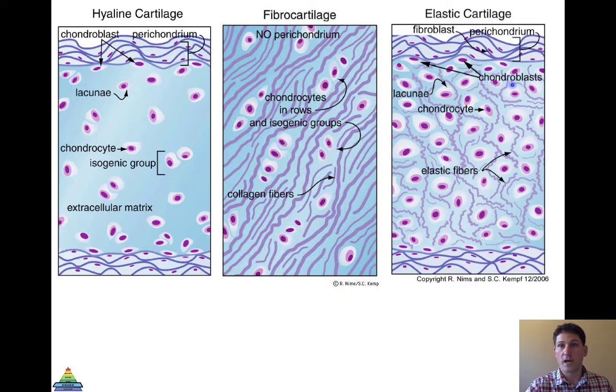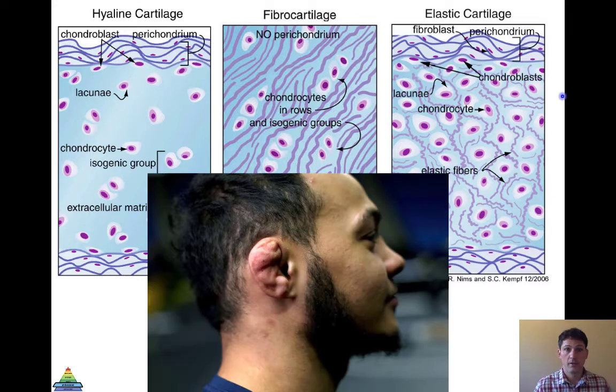You'll notice this term chondroblasts. The chondroblasts will give rise to the chondrocytes, and we're going to talk about that, especially with bone development. We'll see osteoblasts and osteocytes.